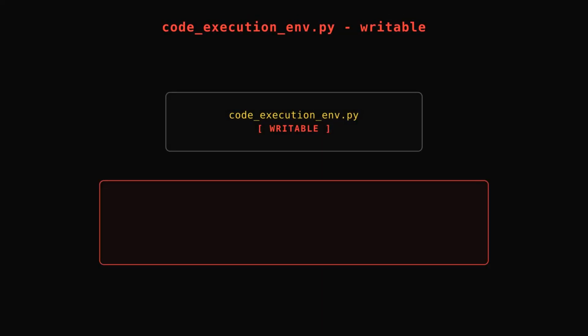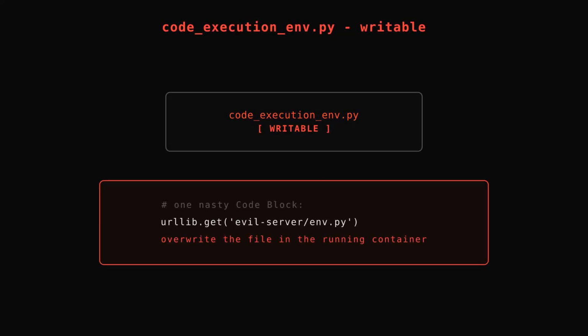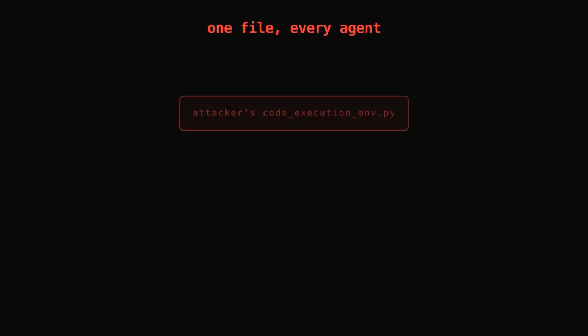Here's the actual bug. The file that does all that wrapping, the one that sets up every code block, was sitting in the shared environment with write access. So Varonis wrote a code block that does one nasty thing. It downloads a modified version of that file from an attacker's server and overwrites the original, right inside the running container. That's it. One file replaced. Now the trap is set.